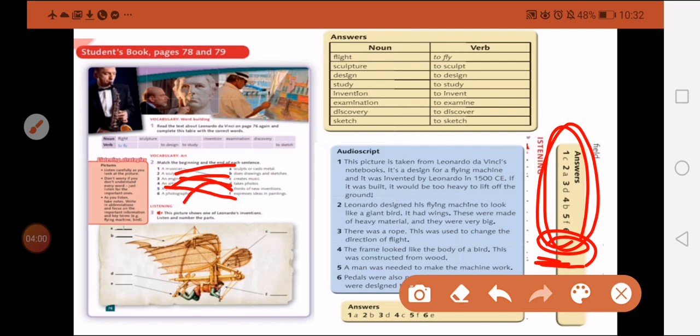Okay now here we have exercise number 3 listening. This picture shows one of Leonardo's inventions. Listen and number the parts. Okay now listen.